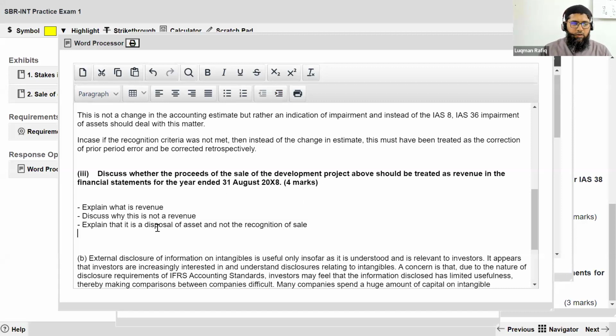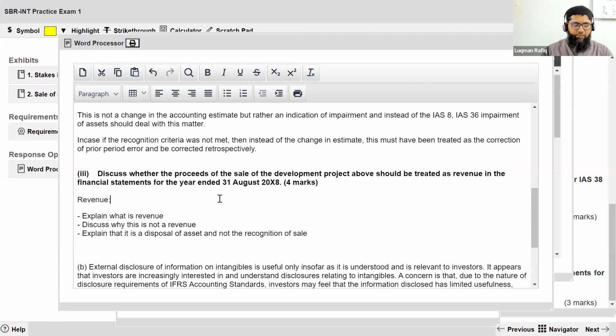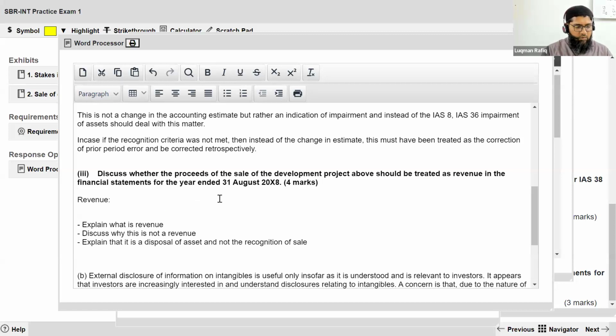Right? So you have to explain to them that look, what is the concept of revenue? Revenue is the inflow from the ordinary course of business. What is revenue? Revenue is the inflow from the ordinary course of business.